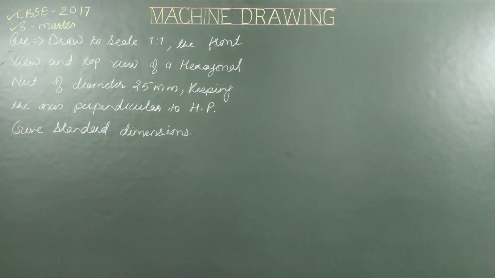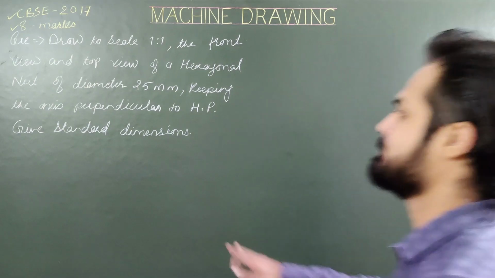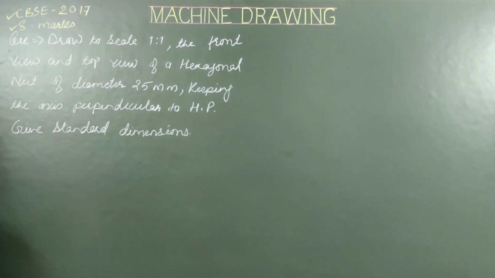This problem was asked in CBSE 2017 for 8 marks. Draw to scale 1:1 the front view and top view of a hexagonal nut of diameter 25 mm, keeping the axis perpendicular to HP. Give standard dimensions. First of all, we have to calculate all standard dimensions for 25 mm.